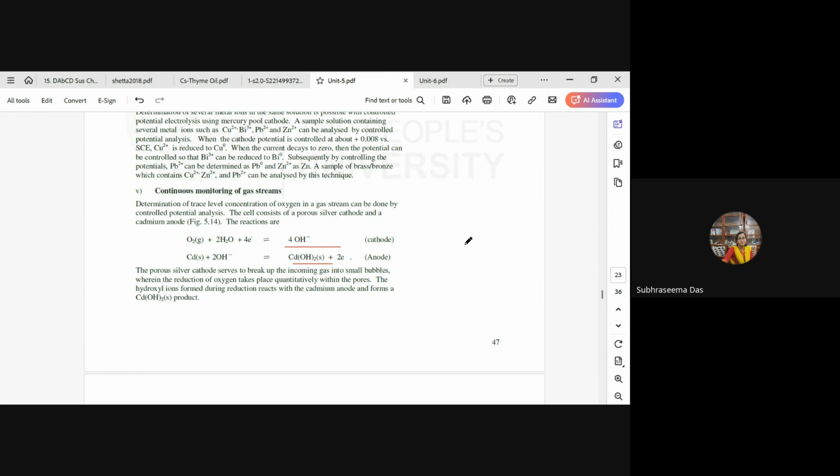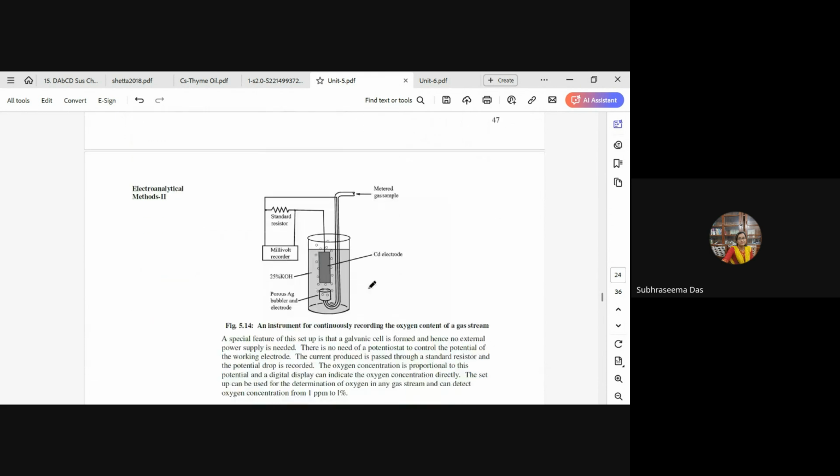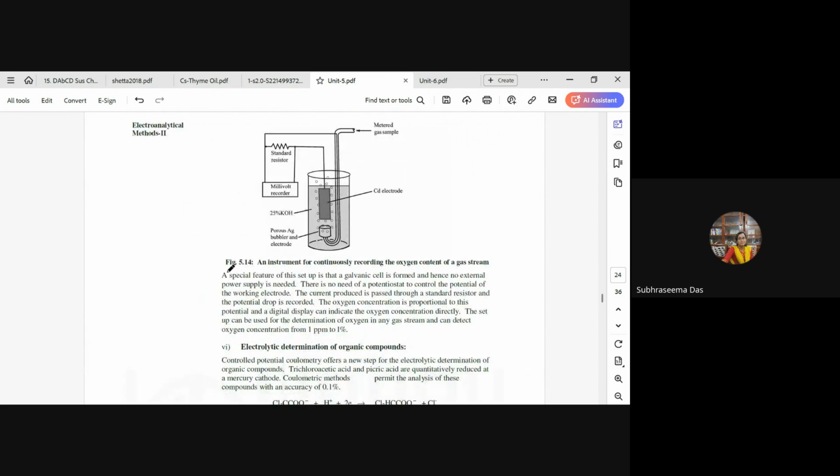So the porous silver cathode serves to break up the incoming gas into small bubbles, wherein the reduction of oxygen takes place quantitatively within the pores. The hydroxyl ions formed during the reduction react with the cadmium anode and form a Cd(OH)2 product. Here in figure 5.14, we see an instrument for continuously recording the oxygen content of a gas stream.